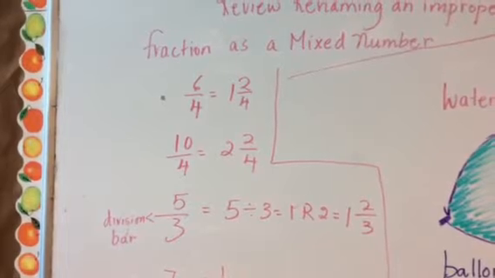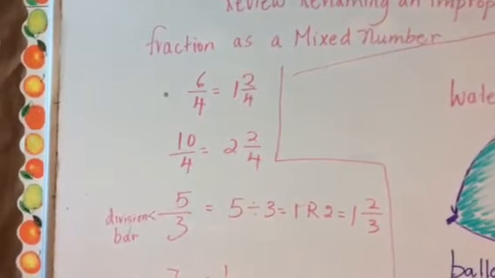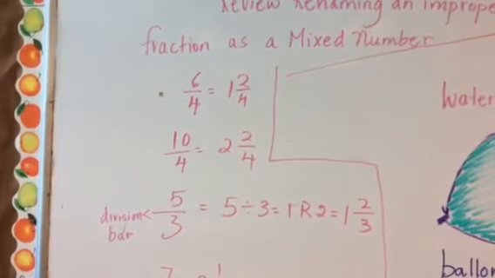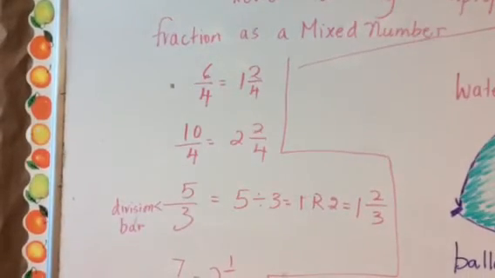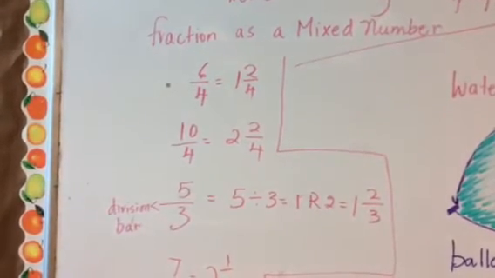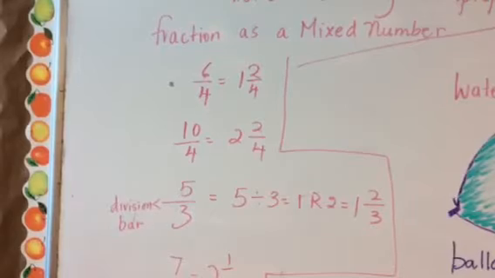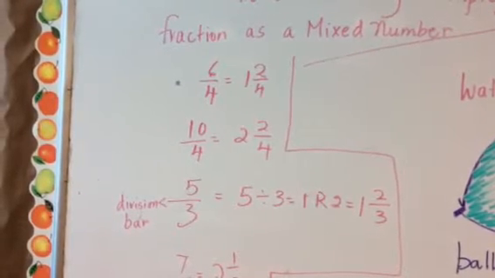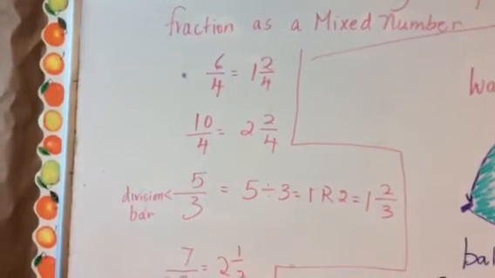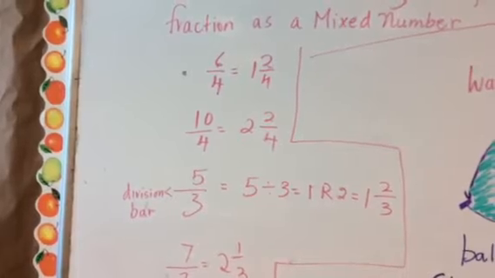5/3, that's an improper fraction. The middle line is called the division bar. That means 5 divided by 3. 3 goes into 5 one time, so 1 remainder 2. So you will write 1 2/3.